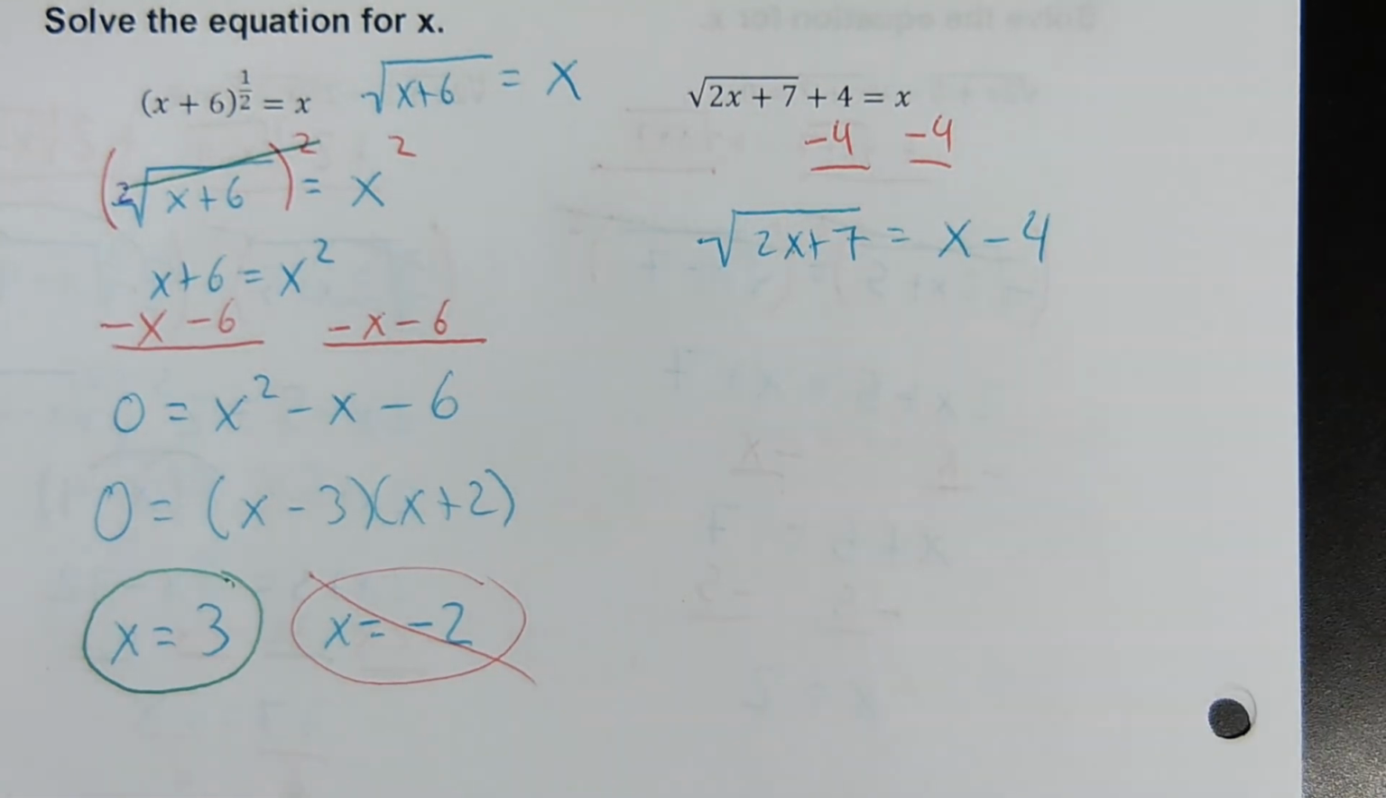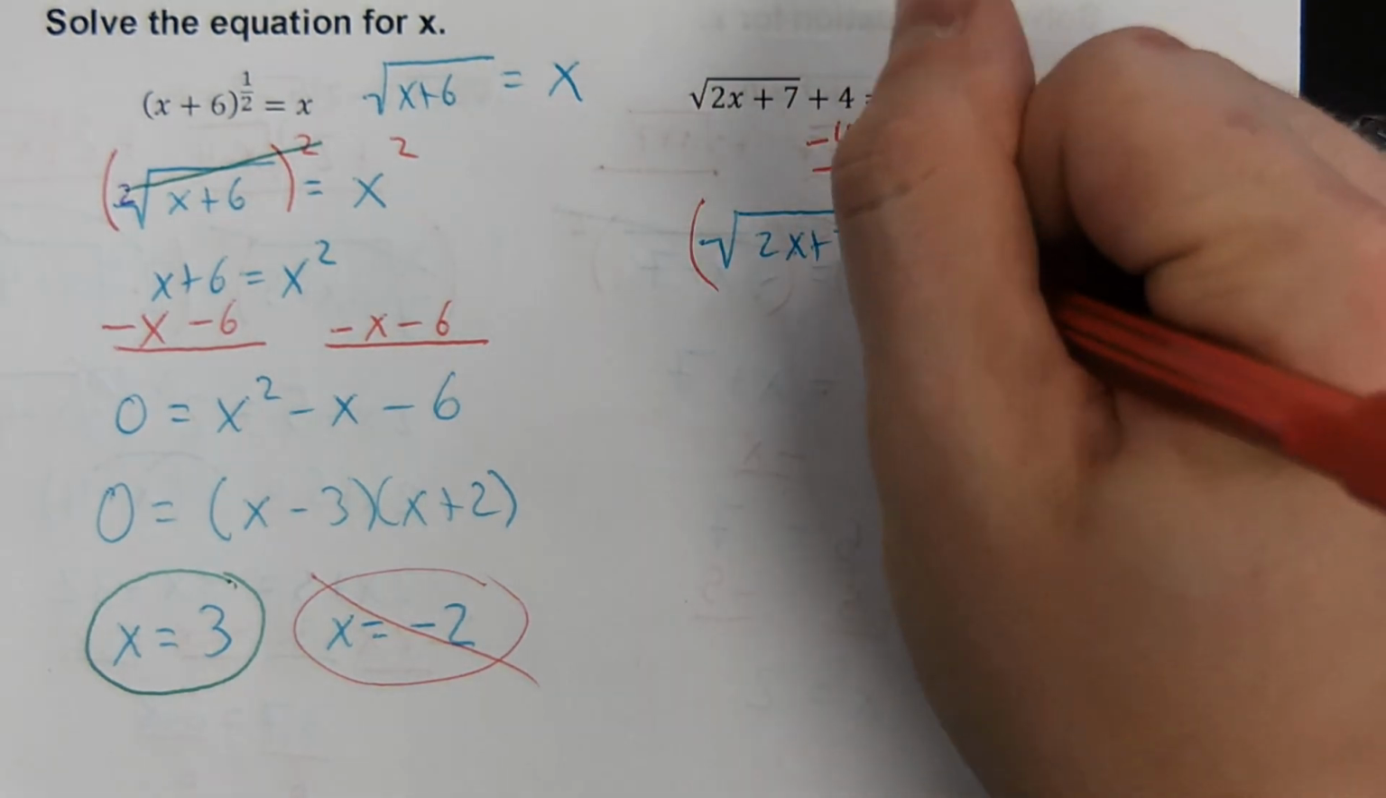All right. Now what? We're going to cancel the square root. And how? Square both sides. Yep.